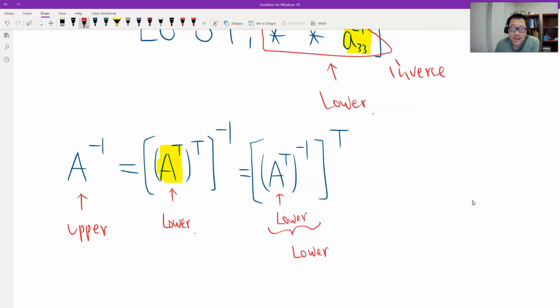And therefore, the transpose of a lower triangular is what? It is an upper triangular. So you know now, definitely, this is upper triangular. And therefore, the inverse of an upper triangular matrix is upper triangular. Okay, that's the proof. Thank you.